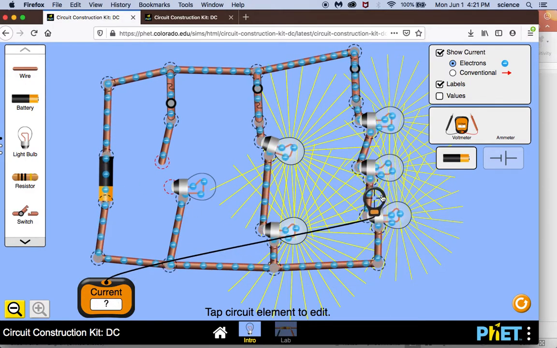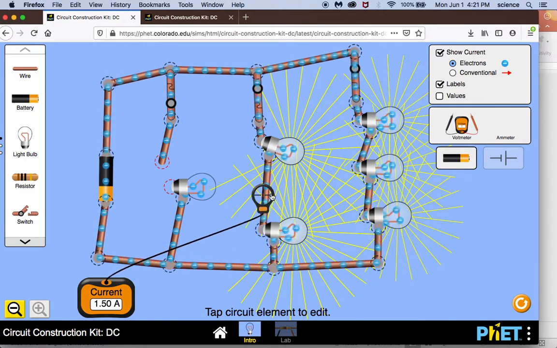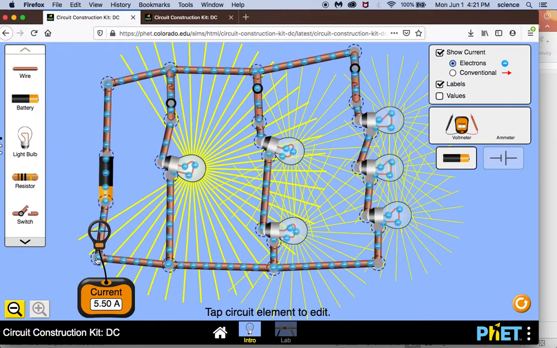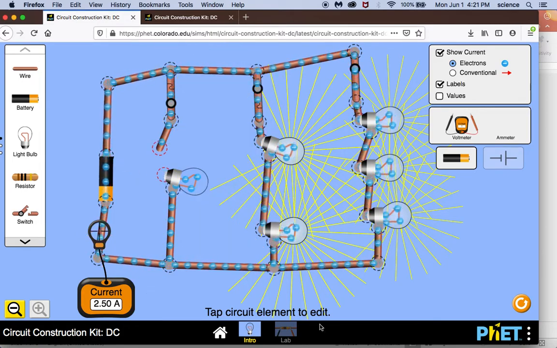Now the current here has stayed the same. The current through the middle section has stayed the same. The current through the battery, of course, has decreased. So if I reconnect this, then the current goes up again because this battery has to supply current to that bulb. So disconnecting this bulb A, all the rest of the bulbs stay exactly the same brightness.